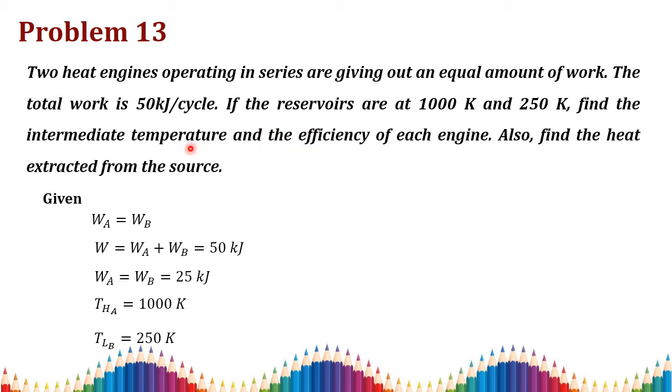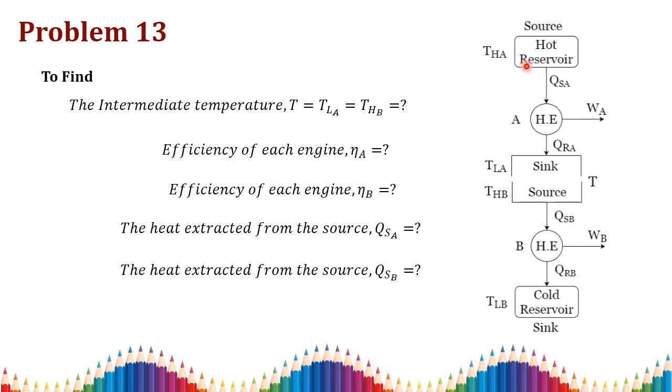For the intermediate temperature, we have to equate WA is equal to WB, and the efficiency we need to find from the Carnot efficiency. Again, the same diagram we have drawn here. So heat engine A and heat engine B: whatever heat is rejected to the sink will act as a source again for heat engine B. Here we need to find the intermediate temperature T, which is equal to TLA, which is equal to THB. Then we need to find the efficiency of A and the efficiency of B separately. And also the heat extracted from the source they have asked. So this is one source, and for this heat engine, this is the source. So QsA we need to find, and QsB we need to find.